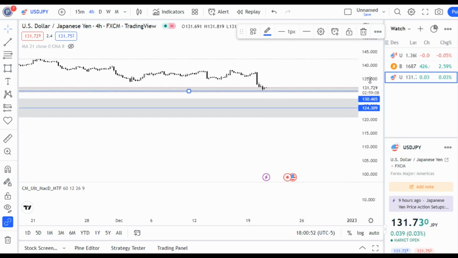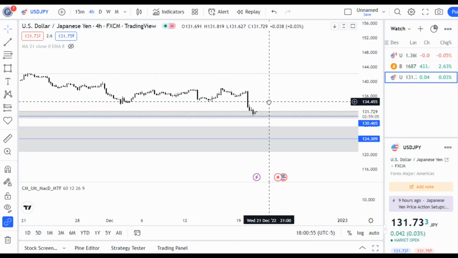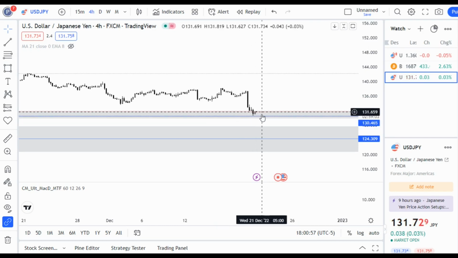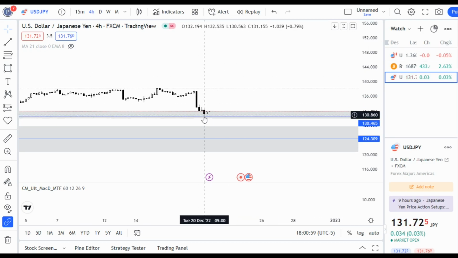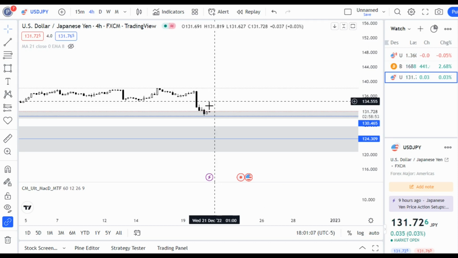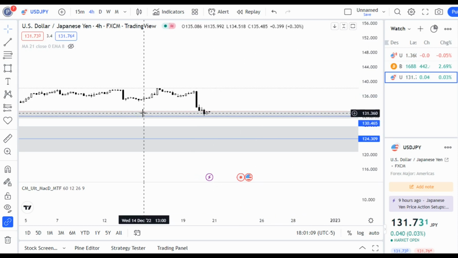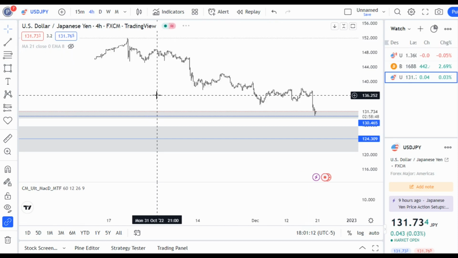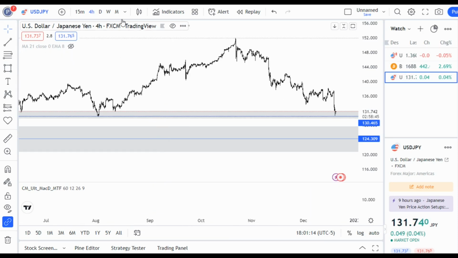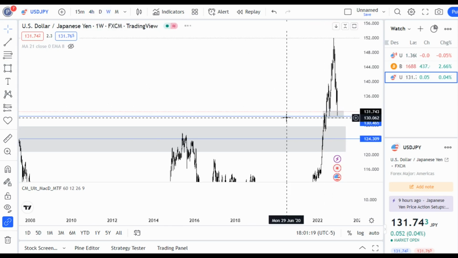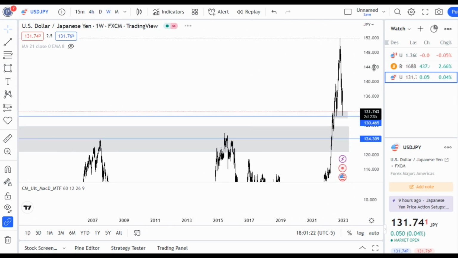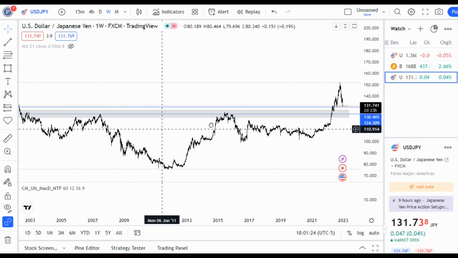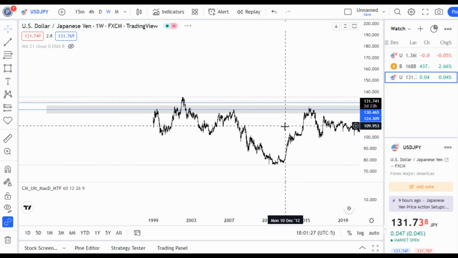You can see for the 4 hours too, it is giving us a harami. We have a harami inside bar here. So we are looking forward to see 1 or 2 candlesticks before we make a decision to either join this trade or leave it to join at the appropriate time. So guys, this is all for today's video. This is how to draw effective support and resistance levels.